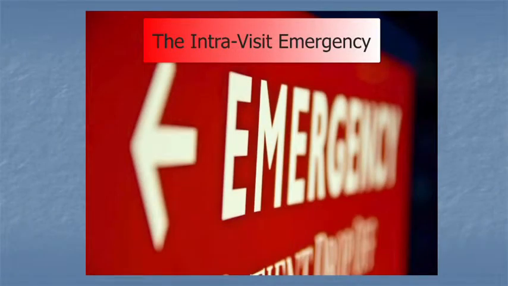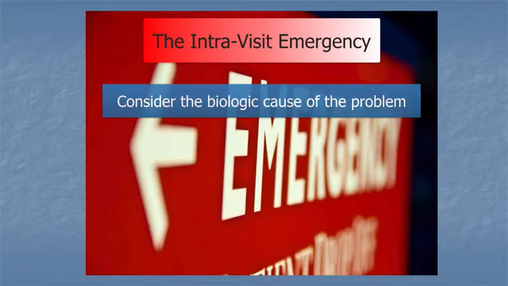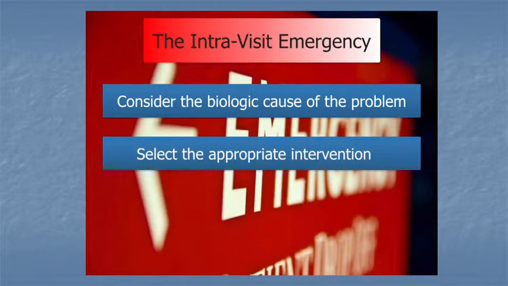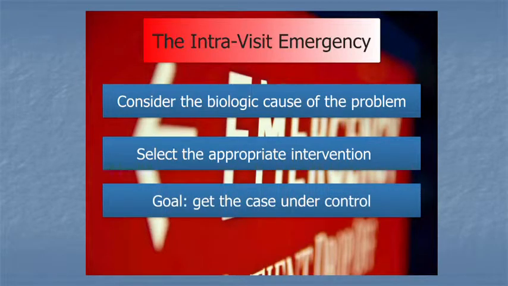Providing treatment for intra-visit endodontic emergencies is an essential part of practice. I'd like to take a moment to describe a predictable approach to management of those emergencies. The intra-visit emergency strategy has several components. First, it's important for the clinician not to rush into treatment before understanding the biologic cause of the problem. We then select the appropriate intervention. There is one simple goal for an emergency visit: get the case under control. That means get the patient out of pain as soon as possible.